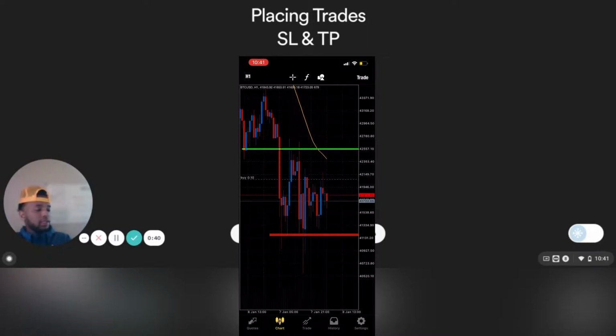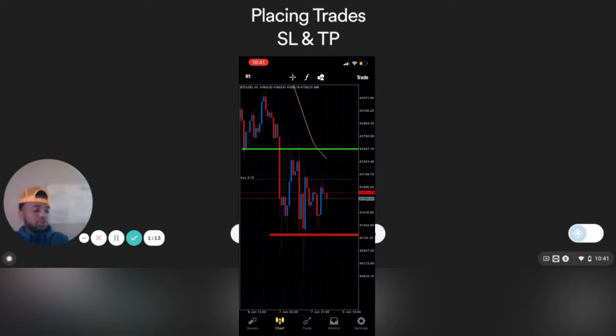This is set up to show you visually what I'm talking about. In order to place a trade, we can either buy or sell. If we think it's going to go up, we're going to buy it. If we think it's going to go down, we're going to sell it. That's simple. You want to buy low and sell high.